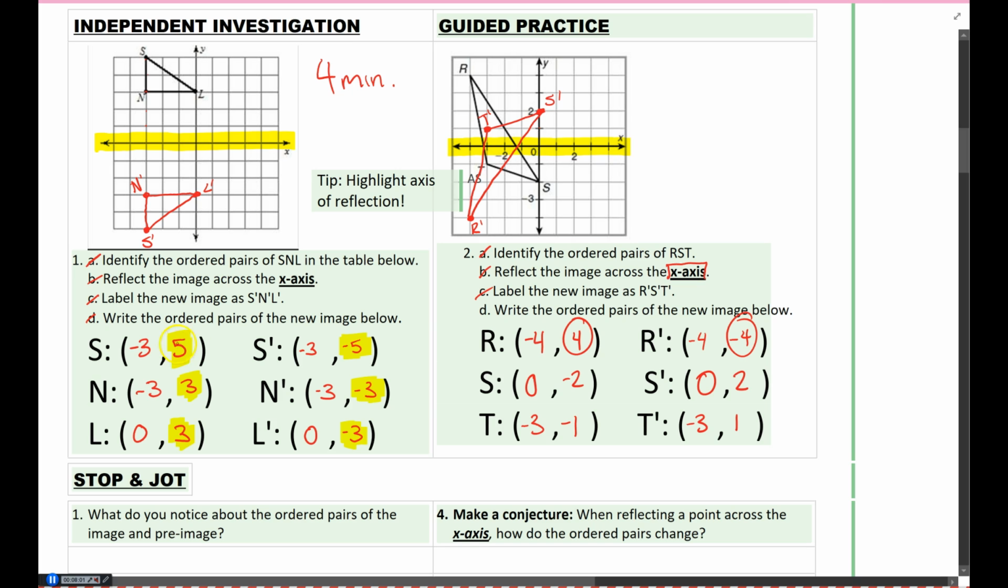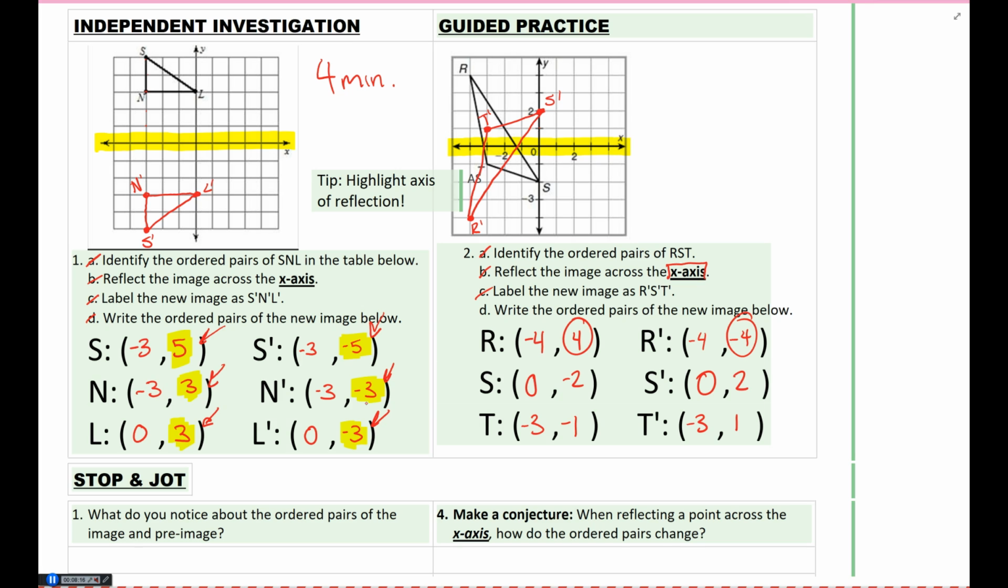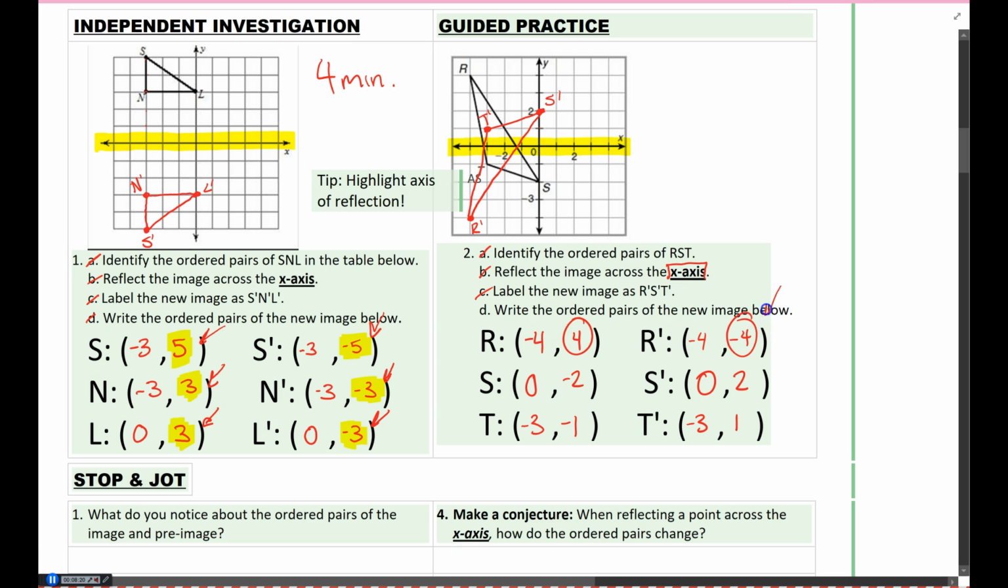Once you're done, you're going to allude, meaning suggest, this idea that when you flip across your x-axis, when you reflect across your x-axis, that your Y value changes sign. But you're not going to directly tell them. You're going to have them try to apply this same knowledge as they are pushing into the guided practice.